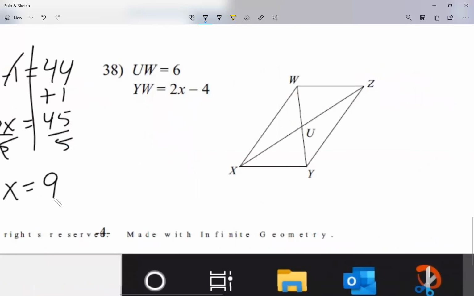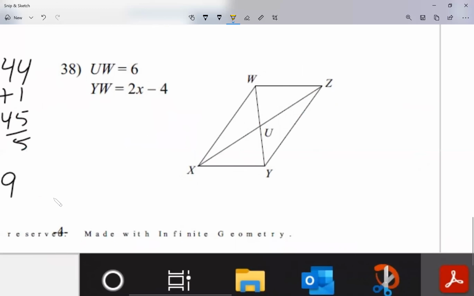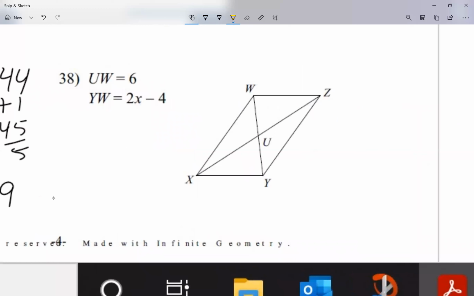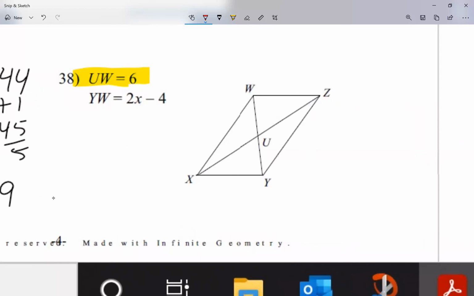All right, let's take a look at number 38. One thing that I suggest you guys start looking at is the one that is numbered. So the information that is just a number, in this case, UW, we know that UW is 6. So I'm going to say this is 6 and this is 6. From U to W 6 and from U to Y is also 6, right? Because it gets cut in half.